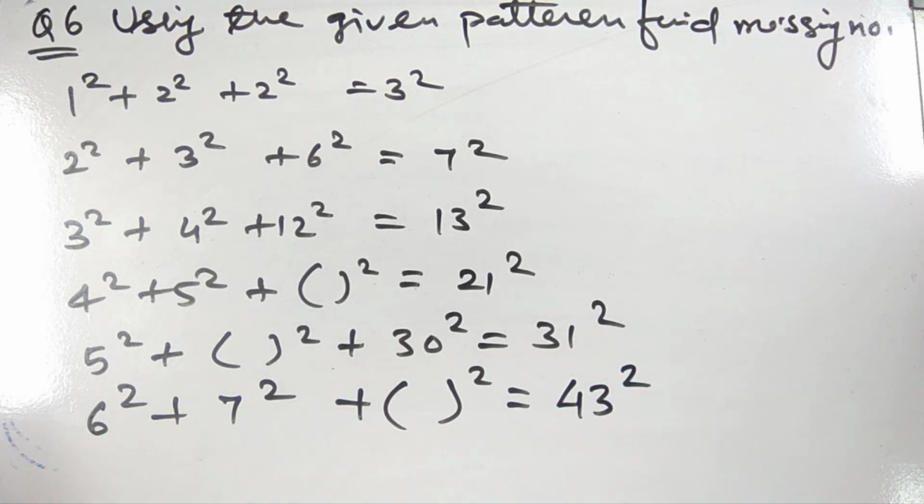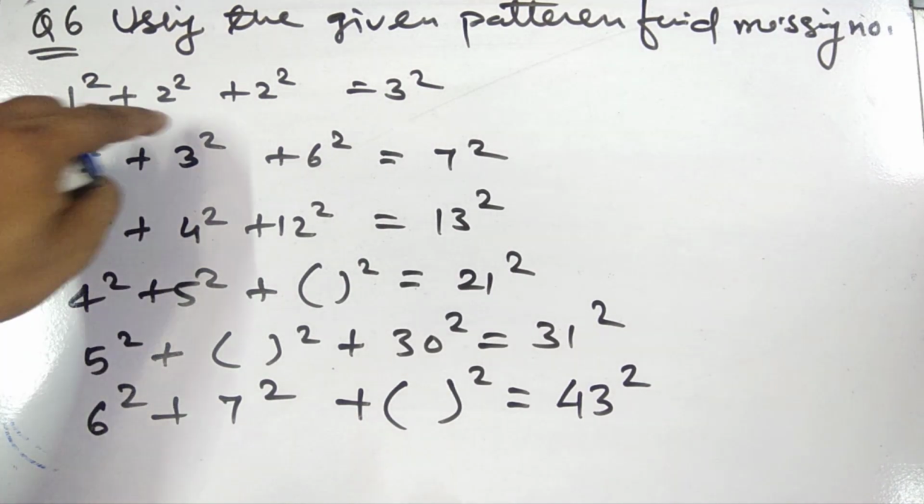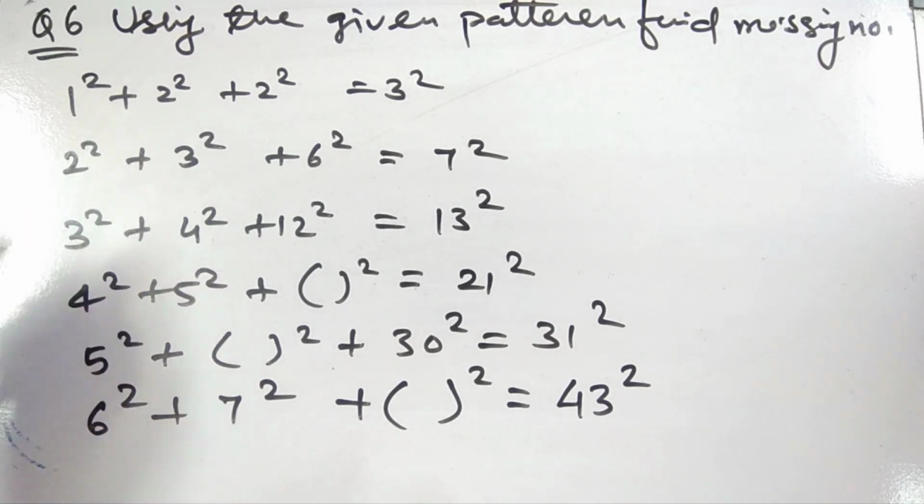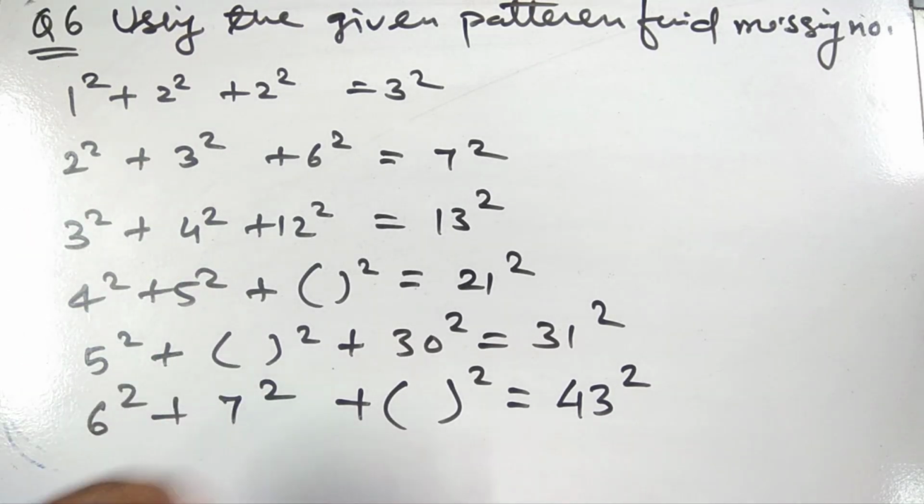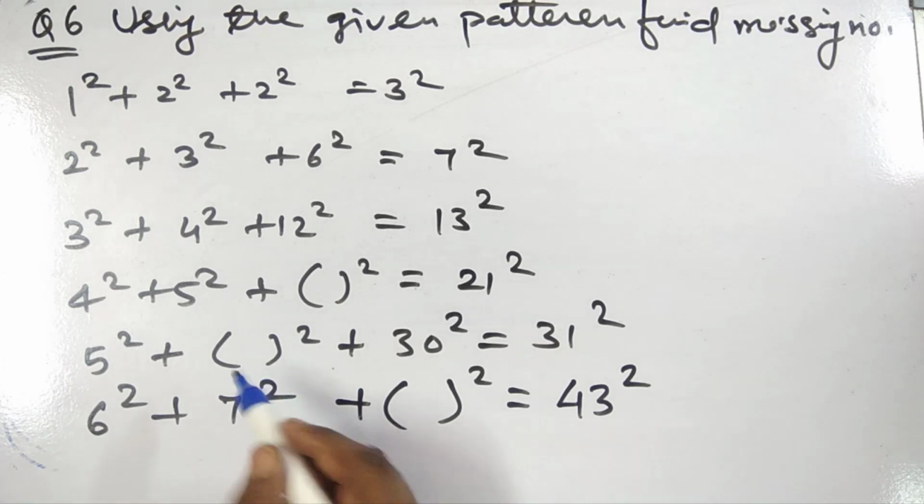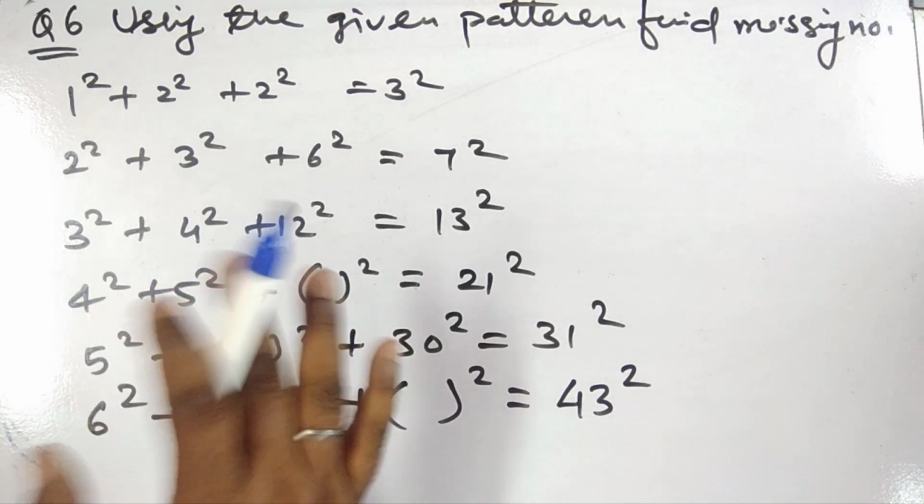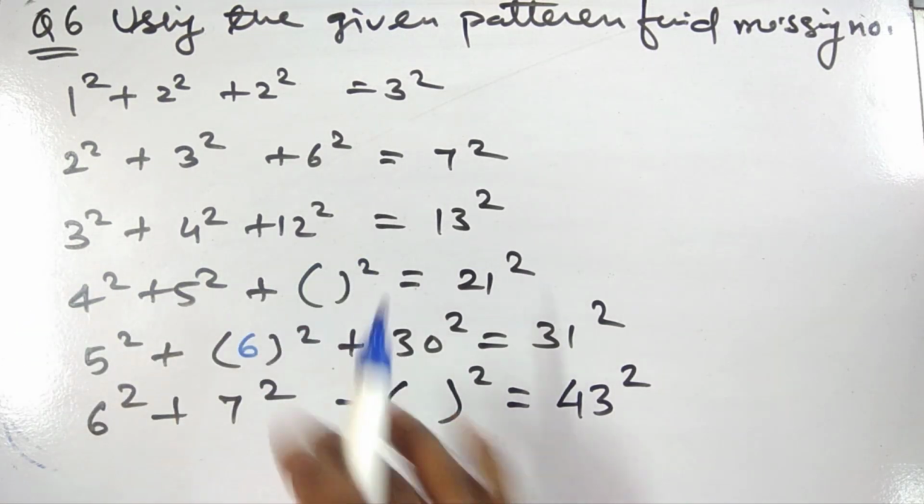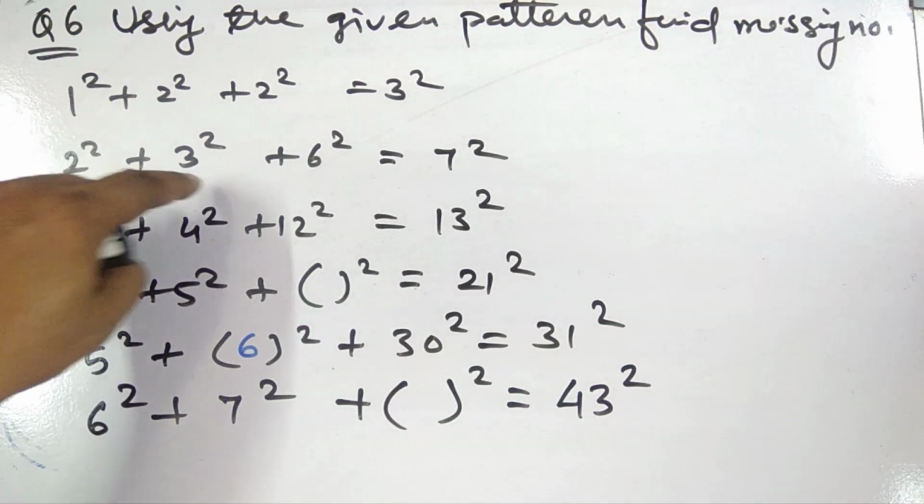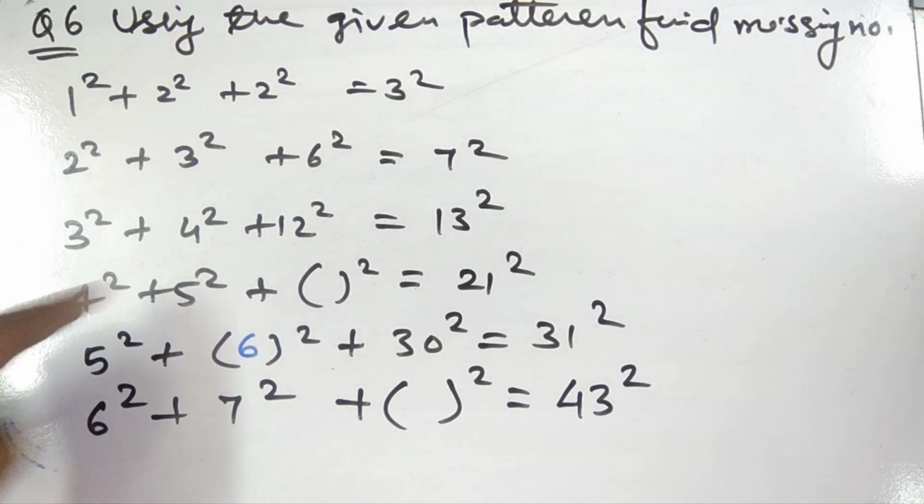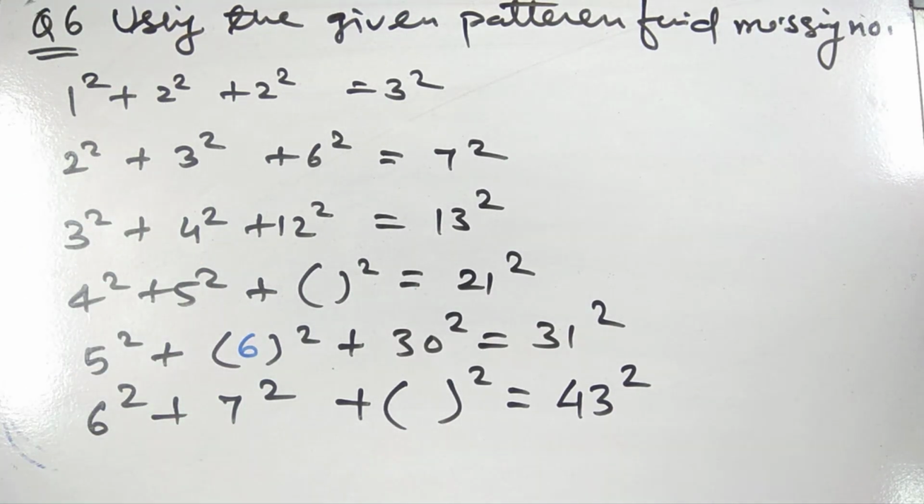So students, observe. On the left side, the first and second numbers are always in increasing order and consecutive numbers: 1 and 2, 2 and 3, 3 and 4, 4 and 5, then 5 and 6, then 6 and 7. The first and second numbers, students, are consecutive numbers and in increasing order.